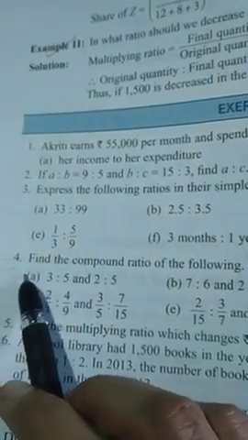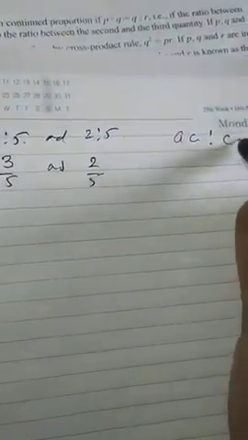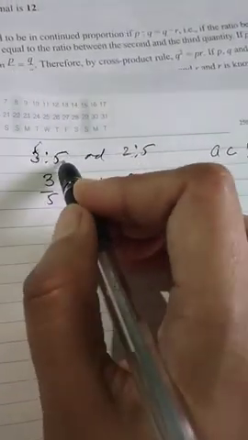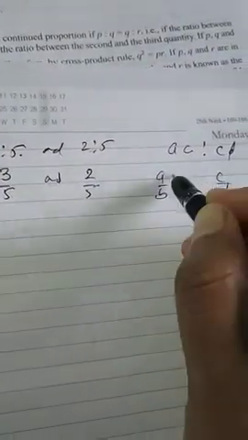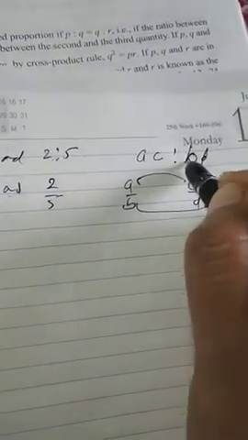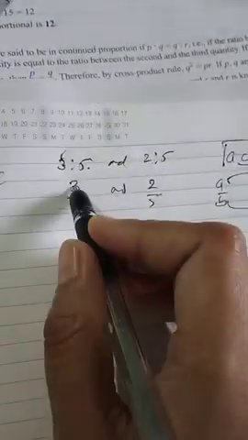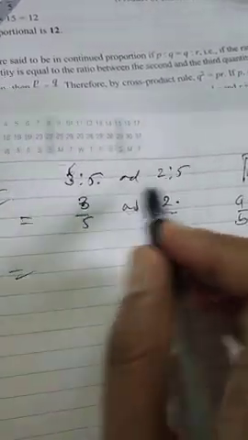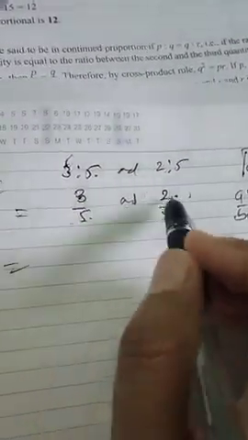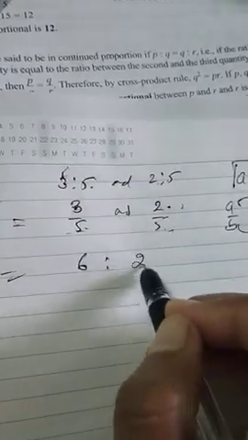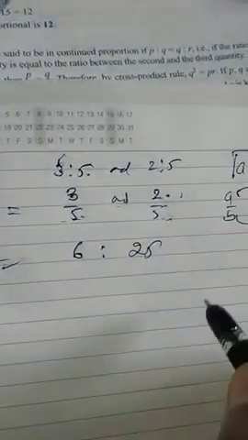Compound ratio, question number 4. Find the compound ratio of the following. So one question, just see. In compound ratio, what did I tell you just now? A is to B and C is to D. Then AC is to BD. Okay, its ratio will be this. So multiply antecedent to antecedent and consequent to consequent. 3 2s are 6 is to 5 5s are 25. Got it? This is the compound form of this ratio.